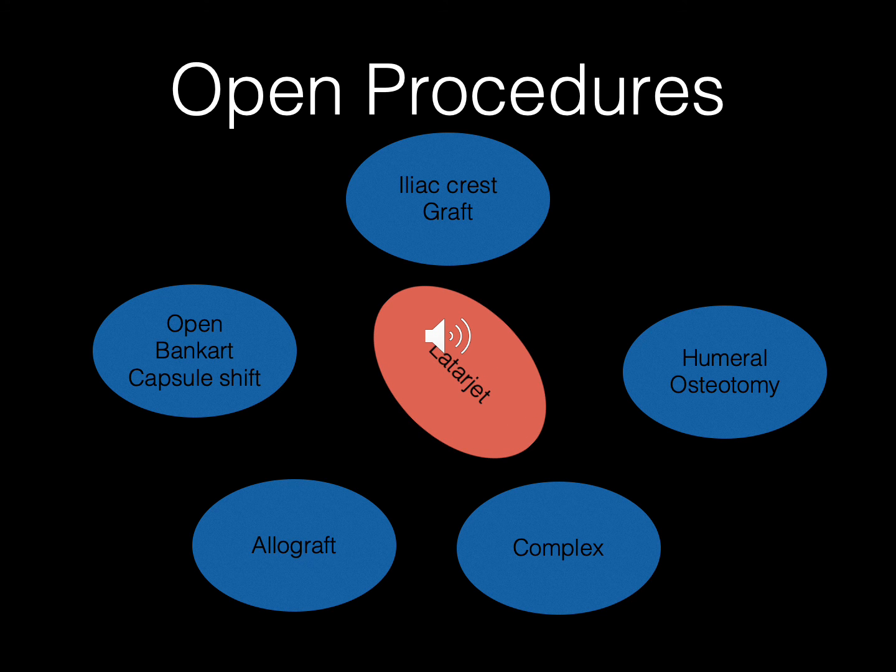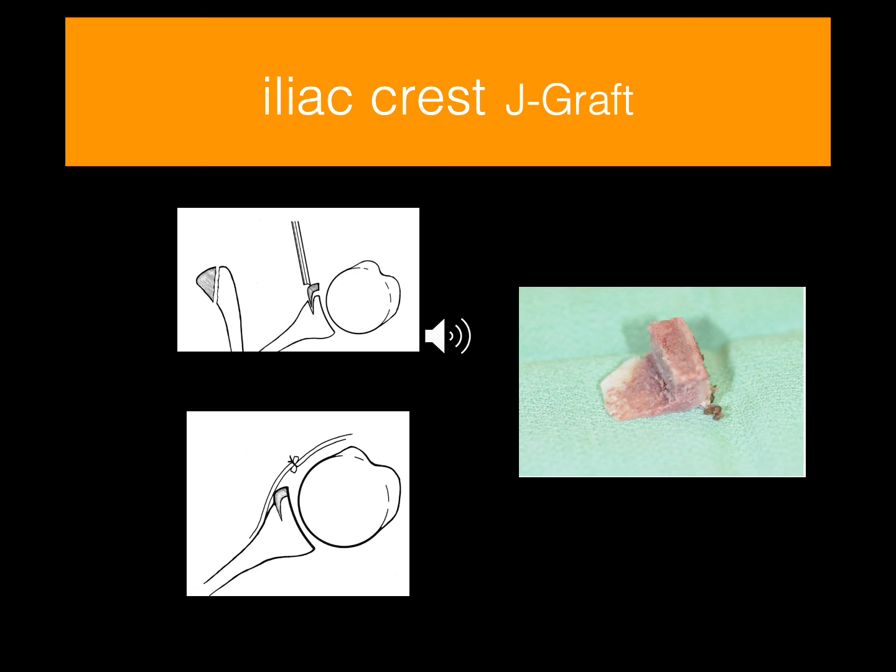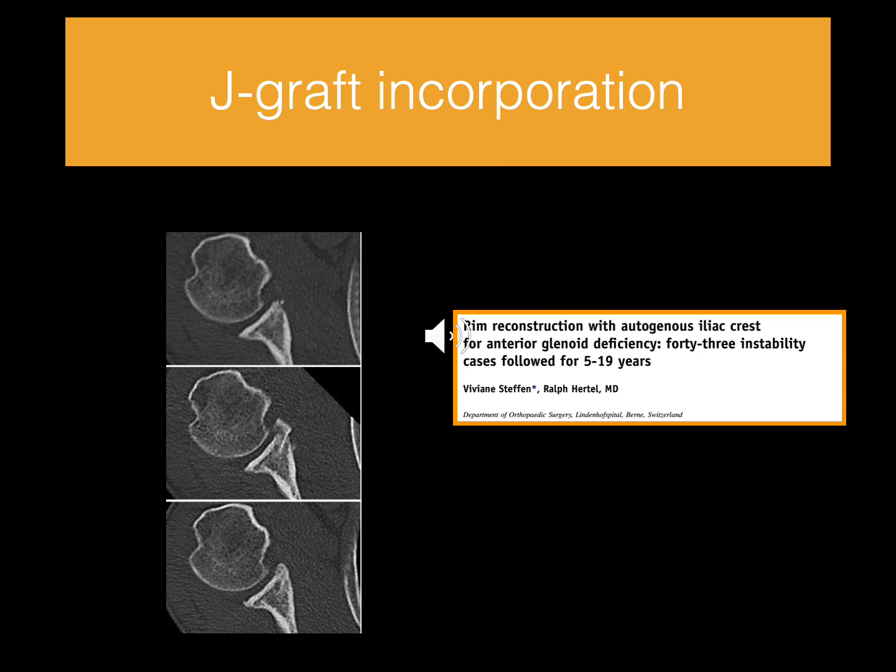Other procedures that may be performed are an iliac crest graft, humeral osteotomy, the use of an allograft, or other complex type reconstructions. The iliac crest graft has been described particularly in a younger age group where it's often combined with a labral repair and in fact has been shown to have a high incorporation rate. It has been pioneered by Herbert Resch in Austria and reported on by Ralph Hertel, with a very nice incorporation of the bone graft in the long term.